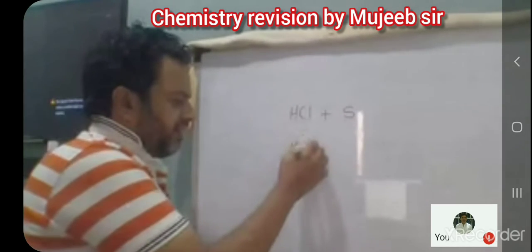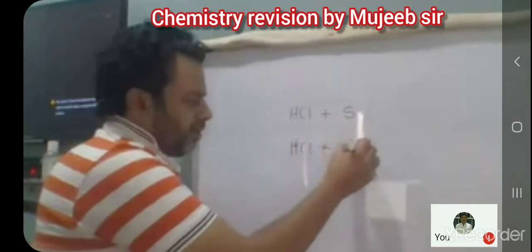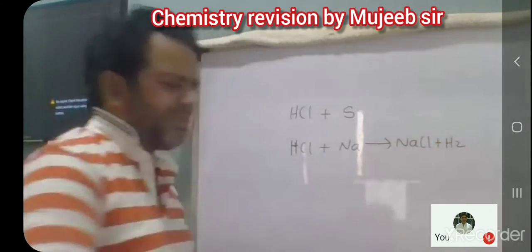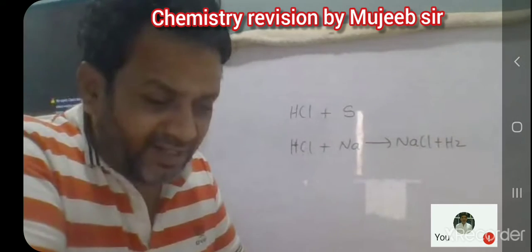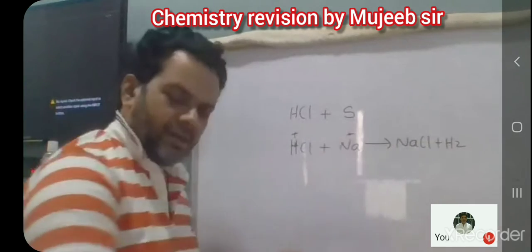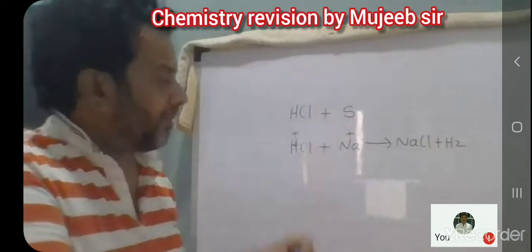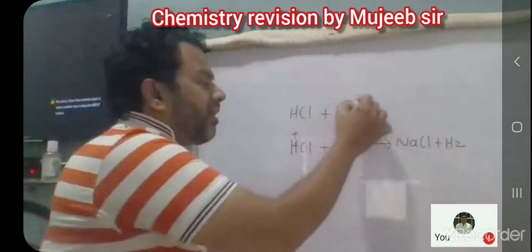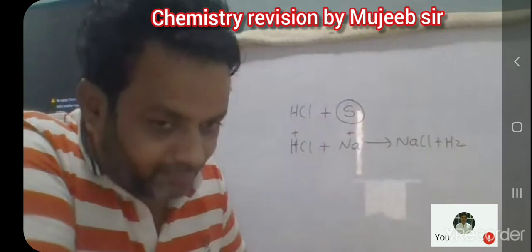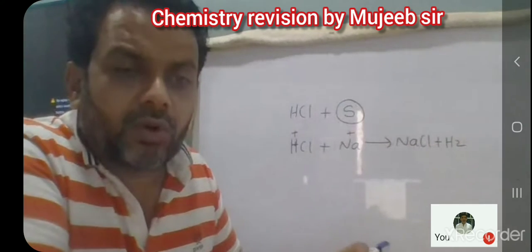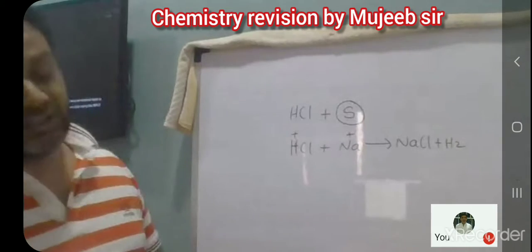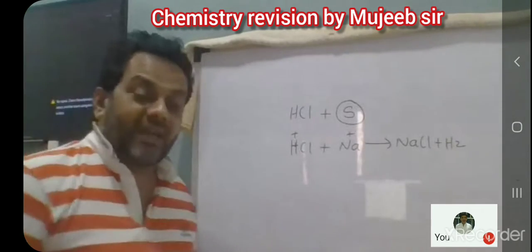For example, see here, this HCl plus Na. So you get what? You get NaCl plus H2. It's a kind of displacement reaction where this H plus ion is replaced by Na plus ion. Then now come to the non-metals. See, non-metals cannot lose electrons to form positive cations to displace the hydrogen. That is why the non-metals cannot react with the acids.